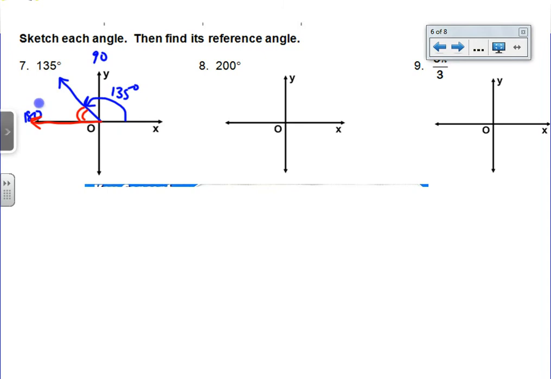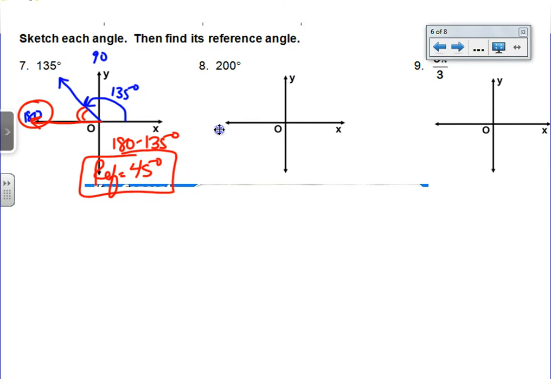If this is 180, it's 45 degrees. And you probably found that by subtracting 180 minus 135. So his reference angle is 45 degrees. We're just going to calculate what the angle is for now. We'll talk about what to do with it later.